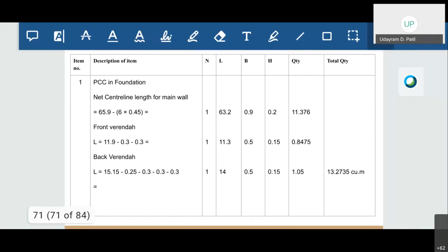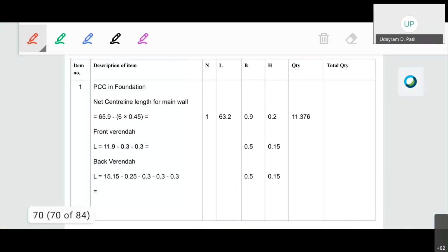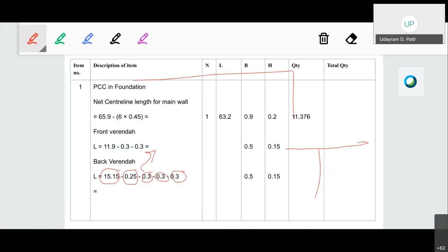Okay, for the PCC and foundation, net total center line length minus 0.25. Okay, this is where both 0.2 meter walls are meeting. And then 0.3, then again 0.3 and again 0.3. These are the three junctions where the main walls were meeting.